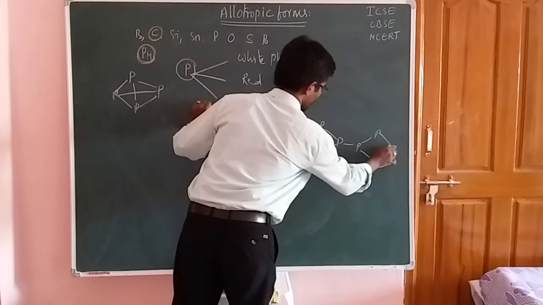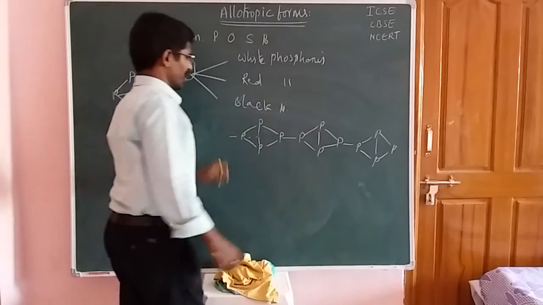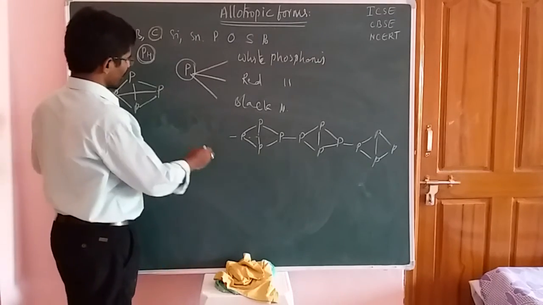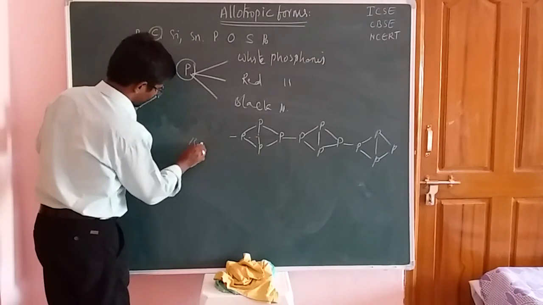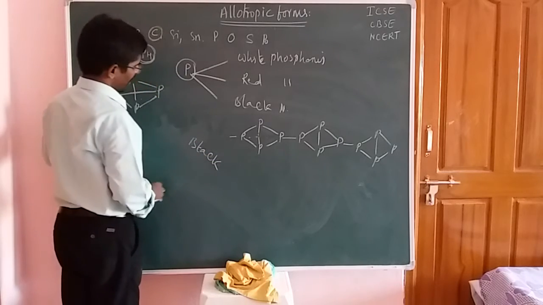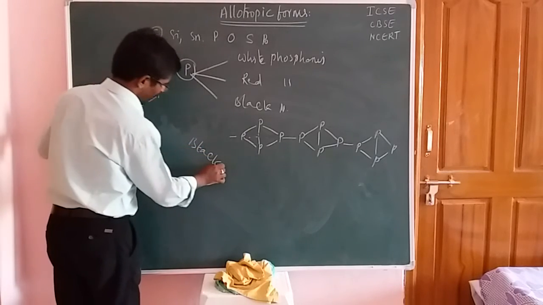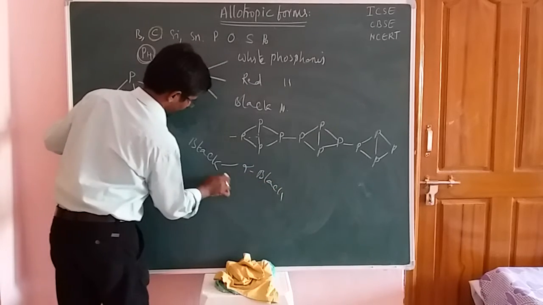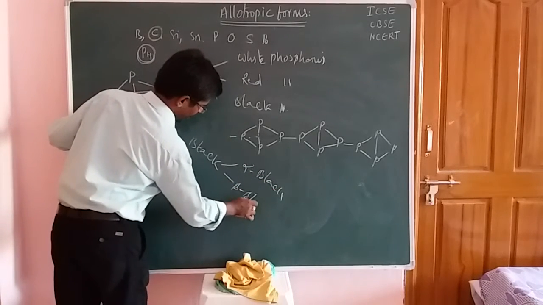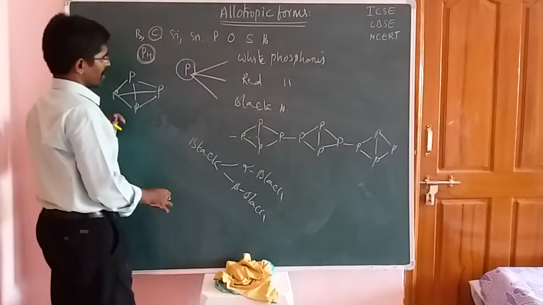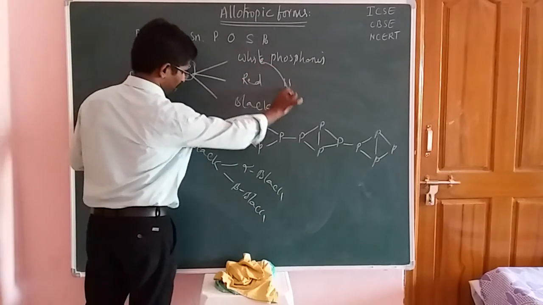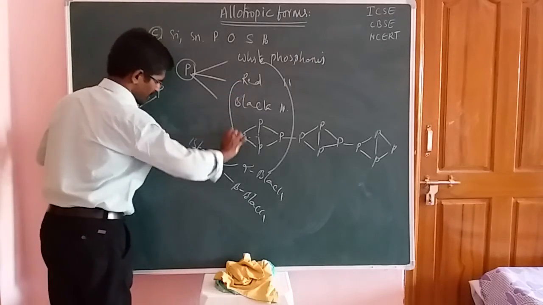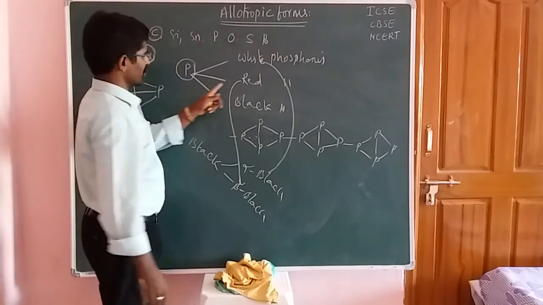Okay, students. So these are the polymeric structure of red phosphorus. Now here, the last one is the black phosphorus. Black phosphorus consists of alpha black phosphorus and beta black phosphorus. The alpha black phosphorus is obtained from white phosphorus, and the beta black phosphorus is obtained from red phosphorus.